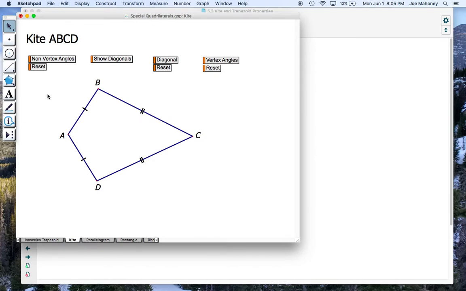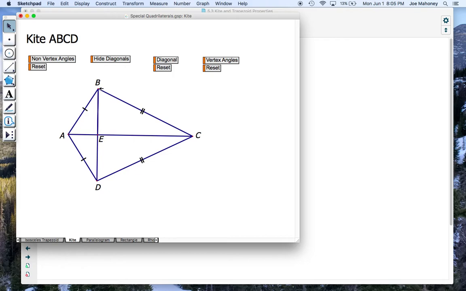Take a look at the non-vertex angles. Do you know which ones are the non-vertex angles? If you said angles B and D, you're correct. What do you think is true about them? Watch and tell me. No way. What do you wonder? What do you notice? Did you notice that the non-vertex angles are congruent? Cool. Now I'm going to draw some diagonals. Let me show you those diagonals real quick.